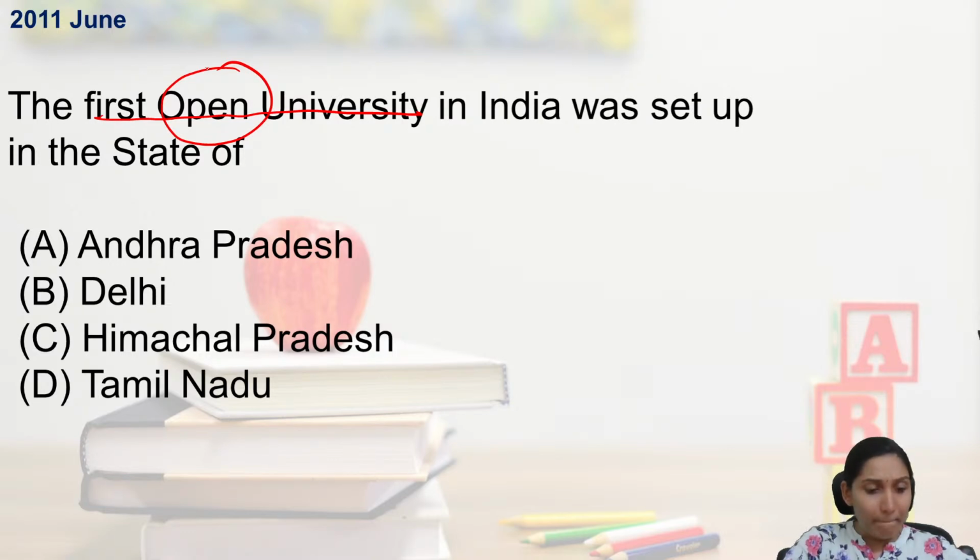D, okay, B, okay, A. Anishma has commented A, Sneha, B. Let's see. C, Himachal Pradesh, okay. Gajalakshmi has commented C. Okay, let's see. Shall we?